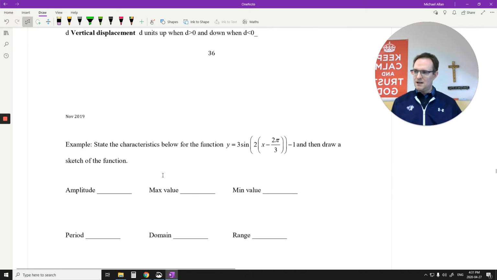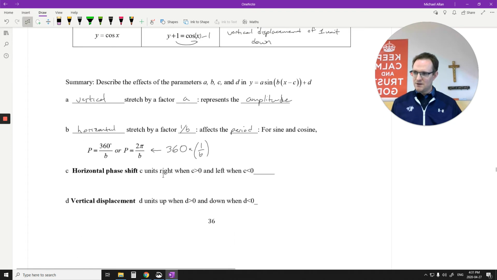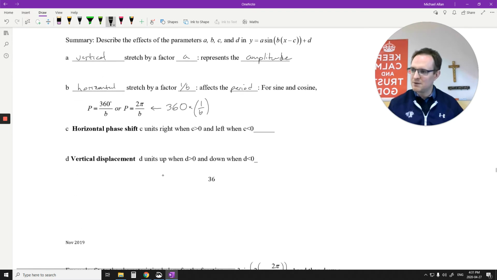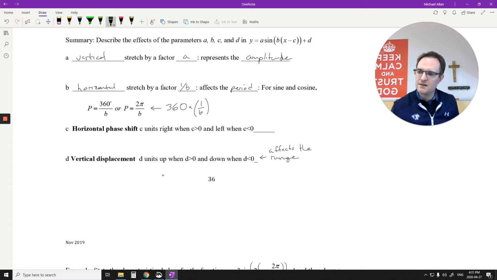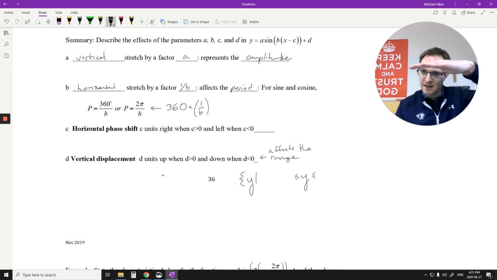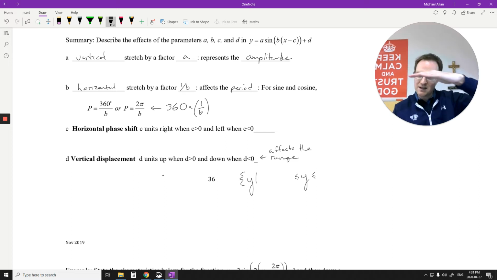Okay. Some things about this: let's worry about the vertical displacement. I want to talk about the range. This will affect the range. What I mean by that is that the range of the graph will be represented something similar to this, where you have your midline, which in this case is my D value, right? That's my midline.